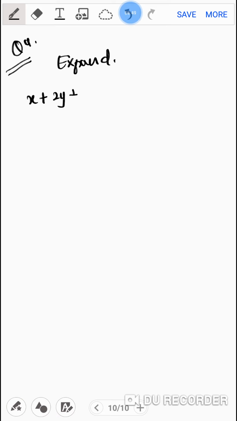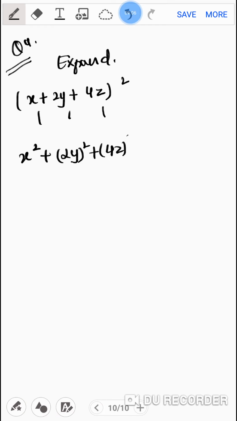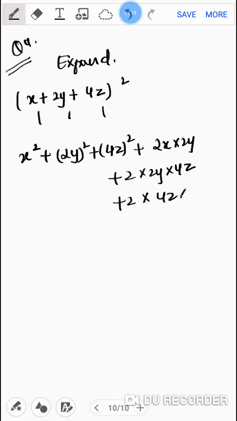Clear? I'll jump on to question number 4, and it says expand the following with suitable identity. So your first is x plus 2y plus 4z the whole square. My dear kids, the identity says that whenever you have 3 terms and you have to find the square, then you have to take first term square plus second term square plus third term square plus 2 into first term into second term plus 2 into second term into third term plus 2 into third term into first term.